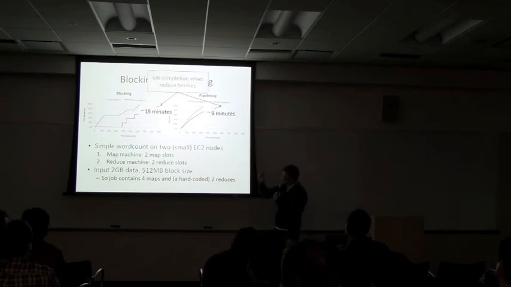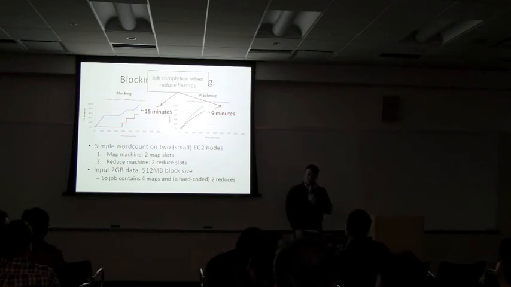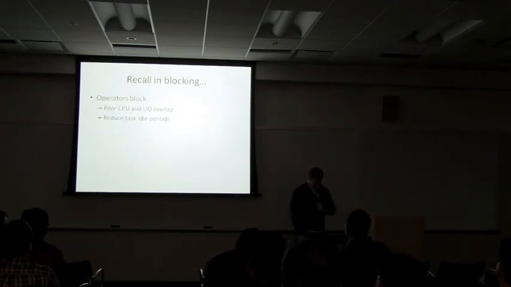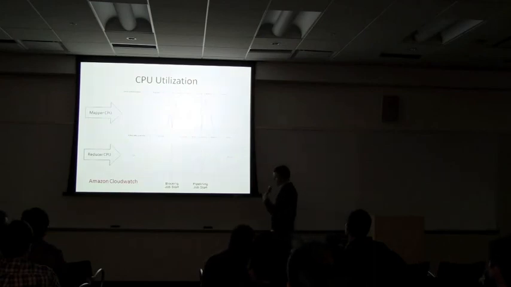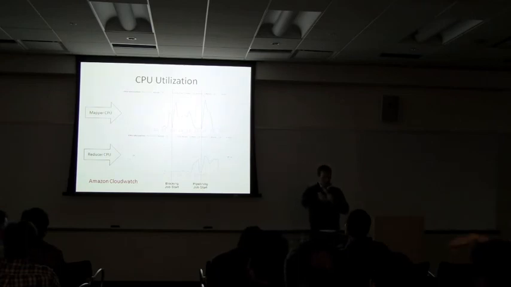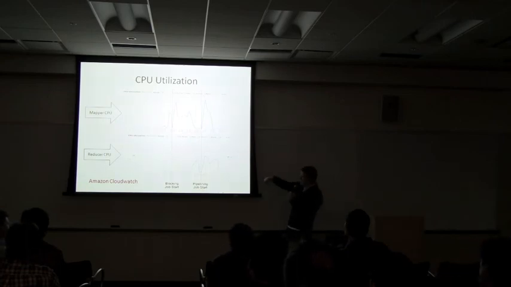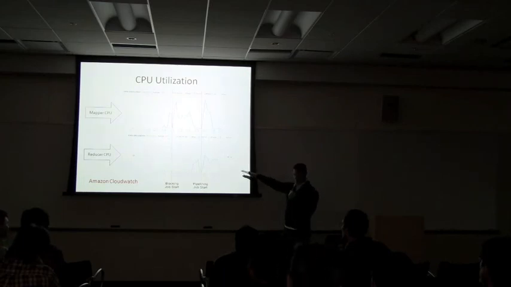Total run times for blocking, 15 minutes, and for pipelining. So recall that in blocking, operators block. This can lead to poor CPU and I/O overlap and reduced task idle periods. So we made use of the Amazon CloudWatch feature to monitor that previous job that I showed you on the previous slide. On the top portion here, I'm showing the map CPU. On the bottom portion, I'm showing the reduce CPU. This is why I separated the 2 machines.